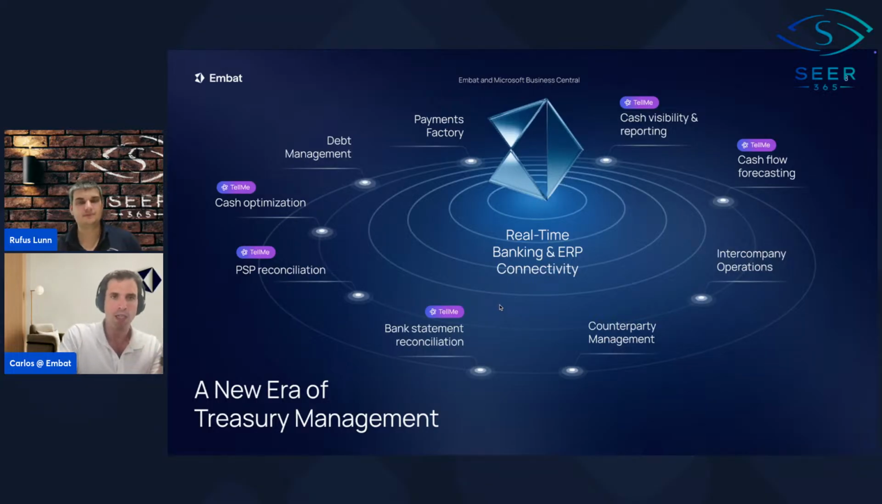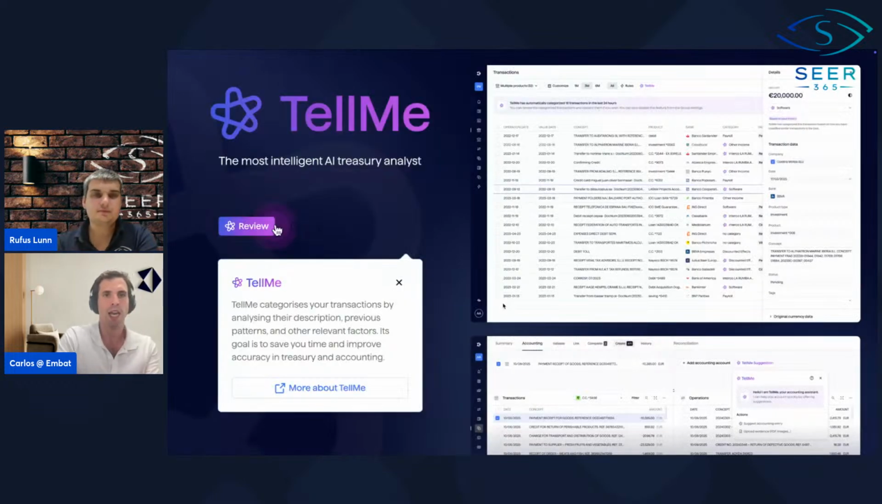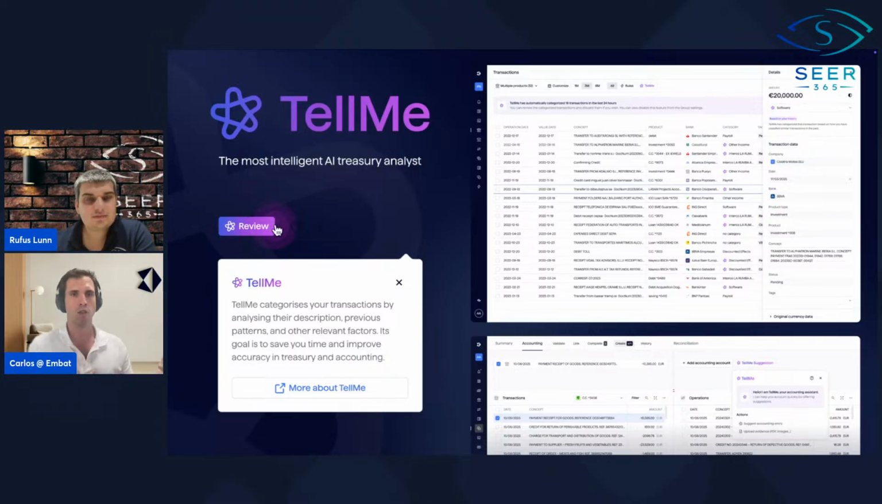So we have the connectivity side, we have the interface side, and then lastly, I've mentioned it a couple of times, we have Tell Me. Tell Me, as we said, we've given birth to it and we call it our AI treasury analyst. It lives inside the platform. And most importantly, Tell Me has learned from the 300 customers that we currently have.